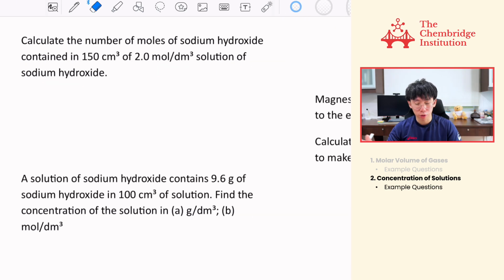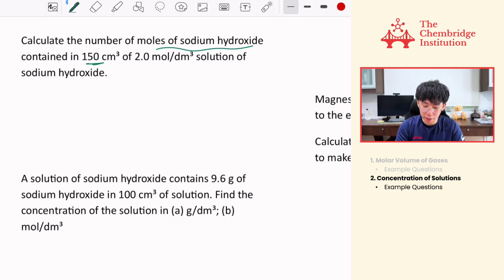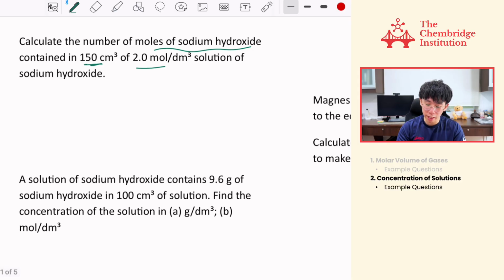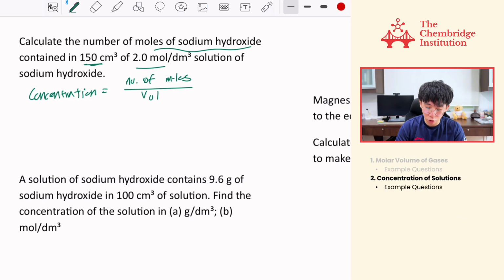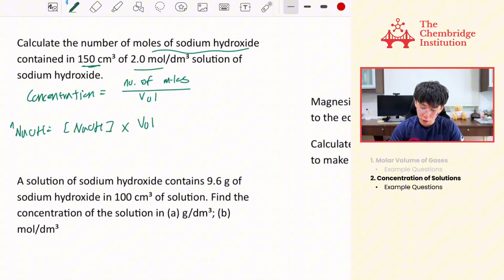Okay, next example. So here we want to calculate the number of moles of sodium hydroxide containing 150 cm³ of 2.0 mole per dm³ solution of sodium hydroxide. So we know that concentration equals to number of moles divided by the volume of the solvent. So if you manipulate this, the number of moles of sodium hydroxide is actually equal to the concentration of sodium hydroxide times the volume of the sodium hydroxide solution. Alright, and this is just 2.0 times the volume, which must be in dm³, so it's 150 divided by 1000, and this will give you a value of 0.300 moles.